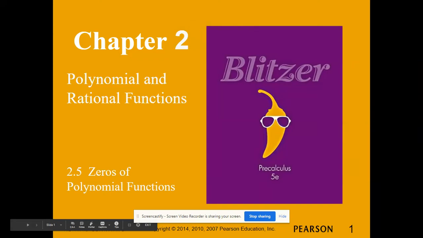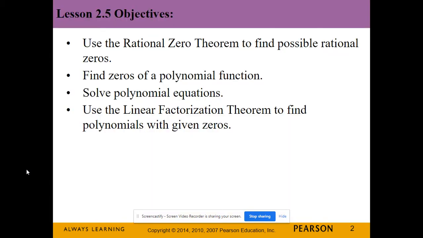Welcome to lesson 2.5. We're going to be talking about zeros of polynomial functions. Let's take a look at the objectives. The rational zero theorem to find possible rational zeros. That is something we did in Algebra 2, so we'll look at that. We're going to find zeros of a polynomial function. So we're going to review how to do that.